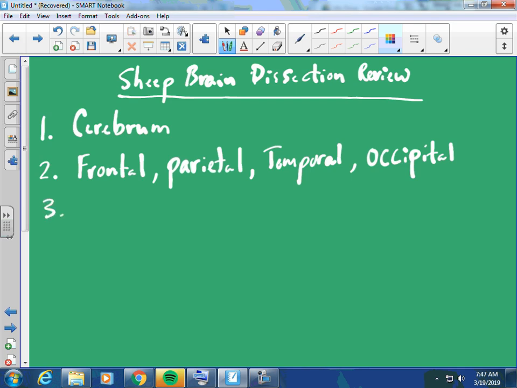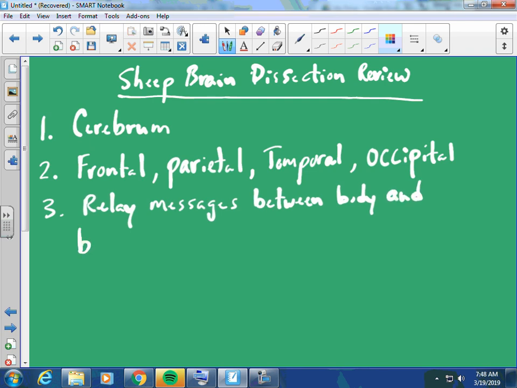3, what does the spinal cord do? Relay messages between body and the brain. So a lot of our nerves will come into the spinal cord and up to the brain. Messages can travel out from the brain down the spinal cord and then out to the body.